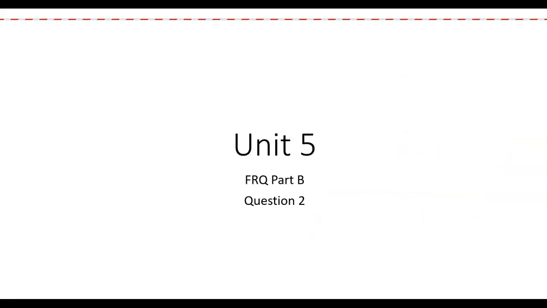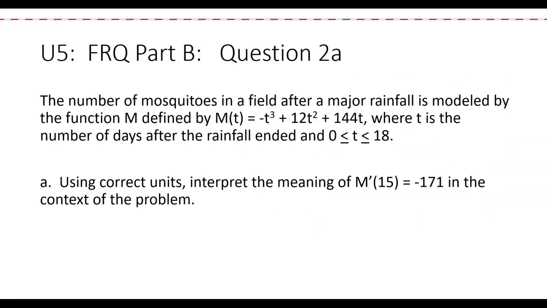We'll look at our FRQs. All right, so they tell us here that the number of mosquitoes in a field after a major rainfall is modeled by this function here, where t is the number of days after the rainfall ended, and time is between 0 and 18. So for part A, using the correct units, interpret, so there's 2 points right there on this FRQ, interpret the meaning of this in the context of the problem.